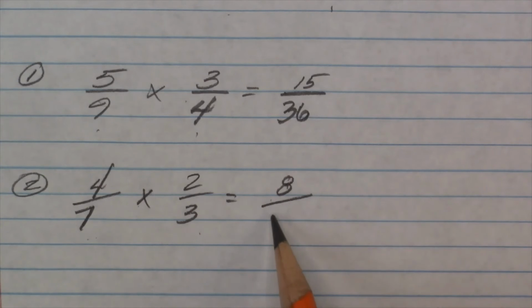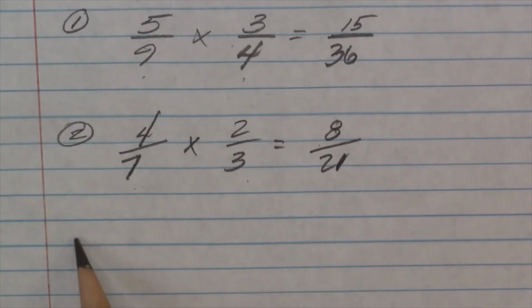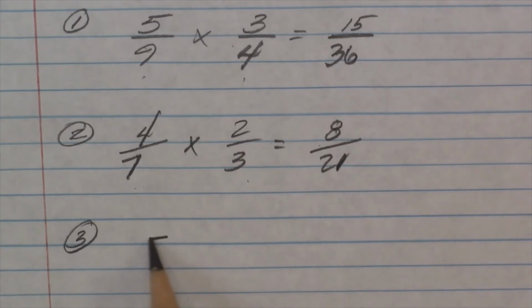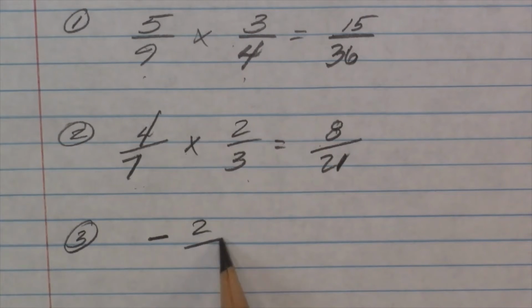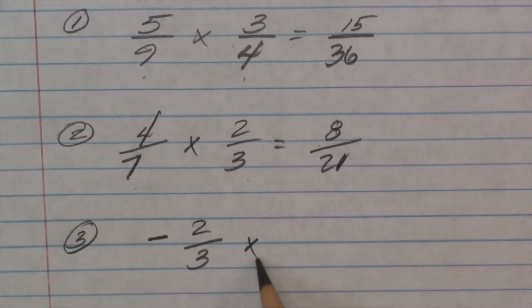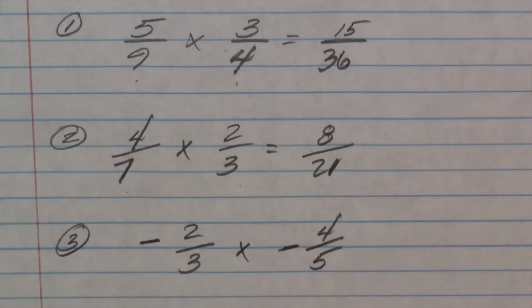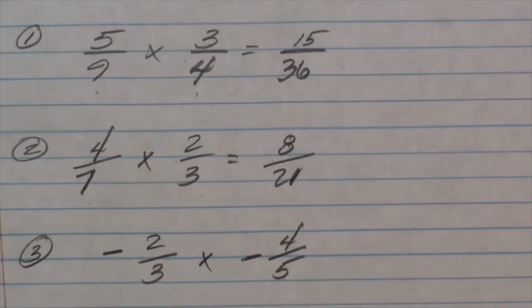7 times 3 is 21. We just multiply across. Another one: 2 thirds, we have negative 2 thirds times negative 4 fifths. Yes, you can have negative fractions, and yes, you need to know your integer rules.